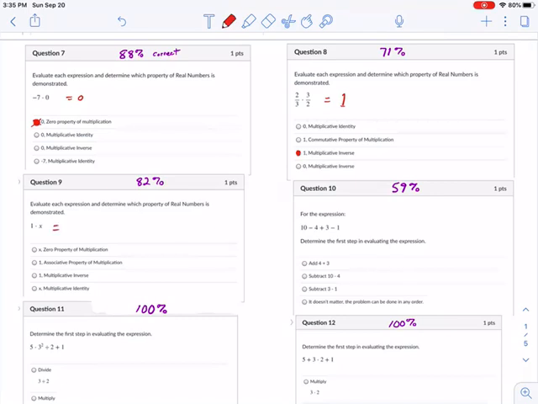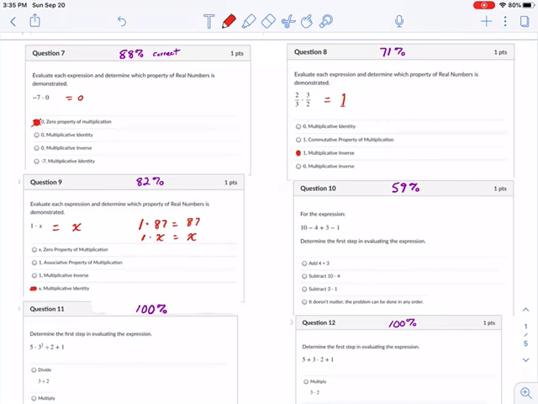Anytime you multiply by 1, number 9, you get the same number back. See, 1 times 87 is 87, right? So 1 times x is x. It keeps the same identity. Multiplying by 1 does not change the identity. That's the identity for multiplication.